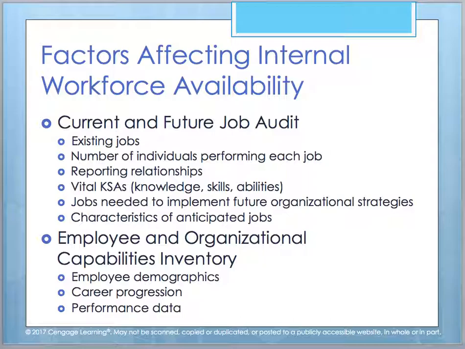We have to also make sure that we stay on top of current and future job audits, looking at existing jobs, how many people we have performing a job, what they're doing. Is anyone doing it differently? Is one way more efficient than another way? Reporting the various relationships and looking at our knowledge, skills, abilities. Those are the KSAs. And which ones are most vital? How jobs are implemented for our future strategies, and the various characteristics of jobs that we anticipate to have in the future.